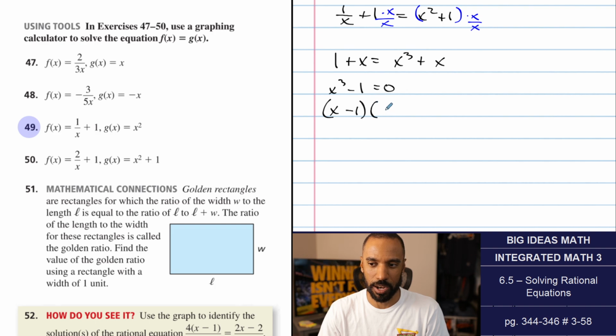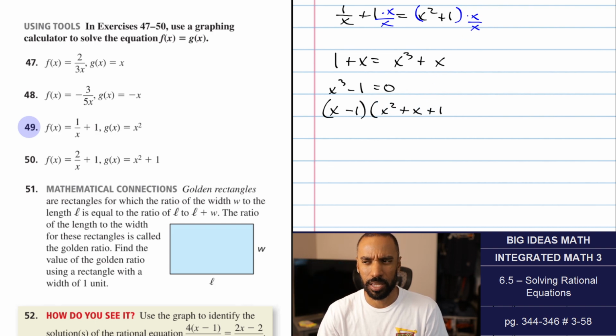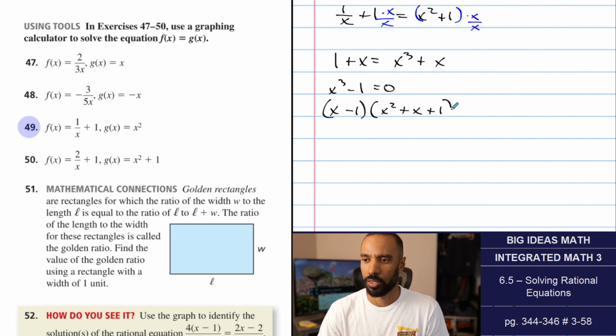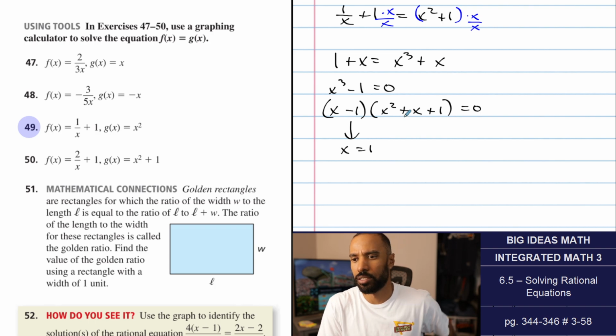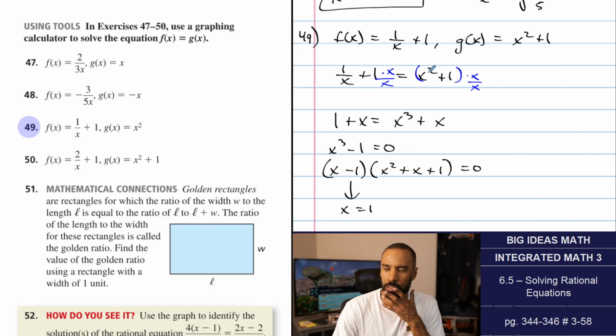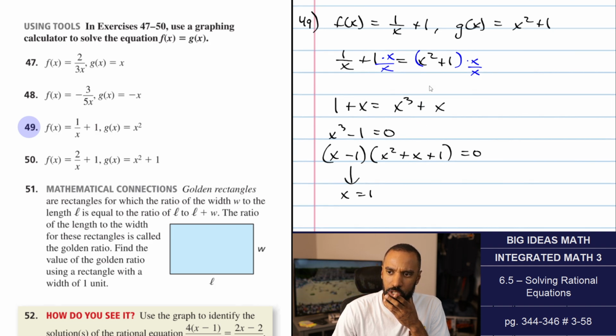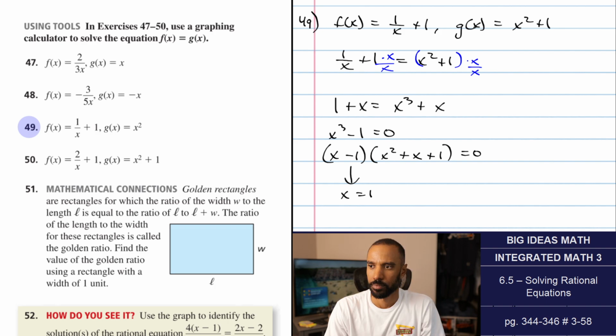This factors into x minus 1 times x squared plus x plus 1. No, minus x. Wait, hold on. X squared, yeah, plus x plus 1. Like that. And this one would give you x equals 1. And this would give different answers there. I feel like did I misrepresent something there? X cubed plus x. Give me one moment. Let me make sure we're good.